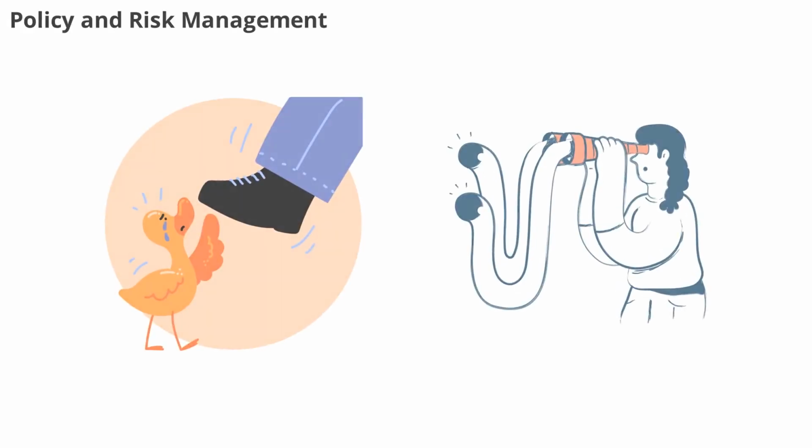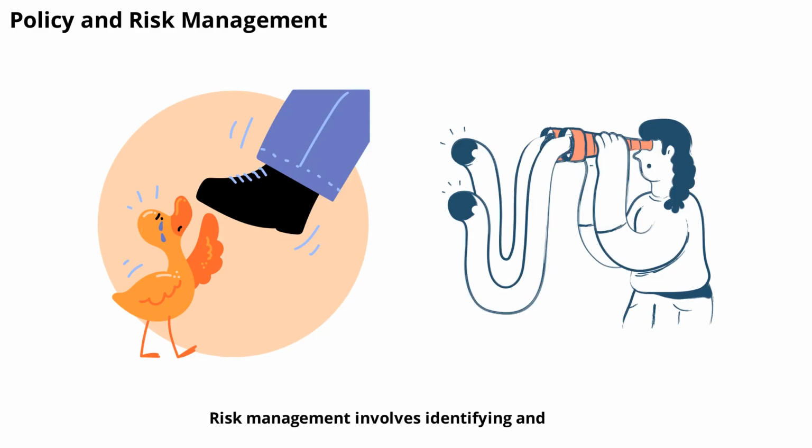Risk management involves identifying and addressing potential problems before they occur. Policies often include strategies for managing risks, such as contingency plans or insurance programs. Effective risk management helps governments respond to uncertainties and protect the public from harm. It's an essential part of responsible policymaking.